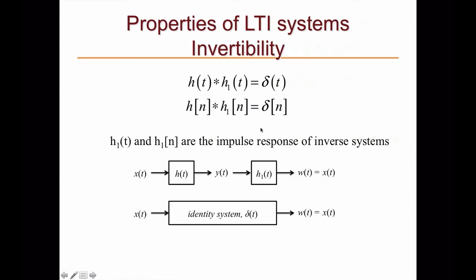What does this mean? It means that if you give the input x(t) to the system h(t) and get y(t), and you have an inverse system h1(t), then you feed this system with y(t) and get an output w(t). If h1 is an inverse of h, then w(t) would be x(t). And the convolution of these two, according to an earlier property, that you can convolve them together, would be an identity system delta(t). And whatever is convolved with delta would be the same original signal.